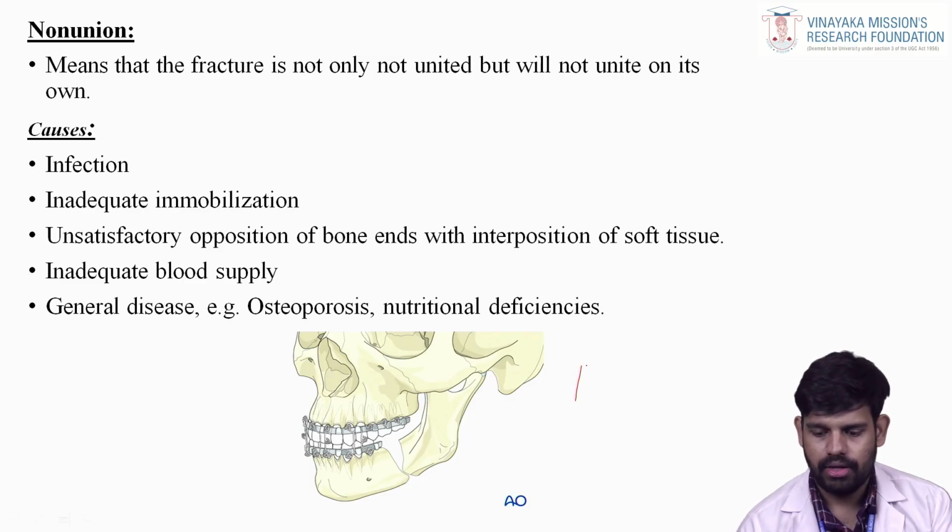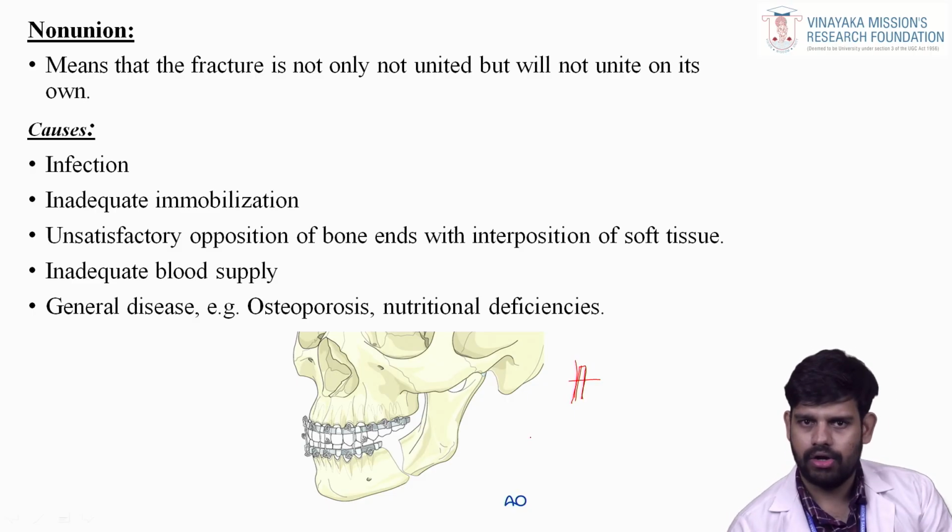When you reduce the bony fragment, there shouldn't be any gap. If there is a gap and these two fragments are mobile, then definitely there will be a non-union or delayed union. And as I said, inadequate blood supply leads to bone resorption, and in patients who have osteoporosis, nutritional deficiency or vitamin D deficiency, there will be limited bone deposition leading to delayed healing or non-union.